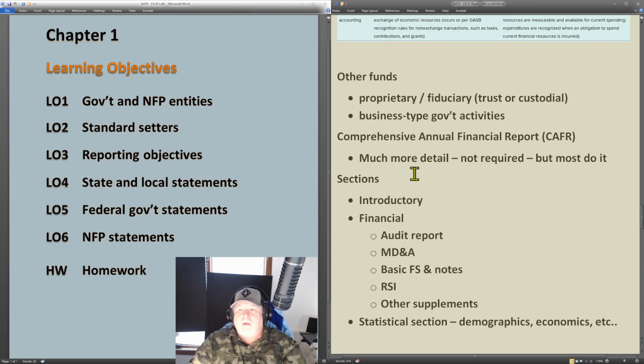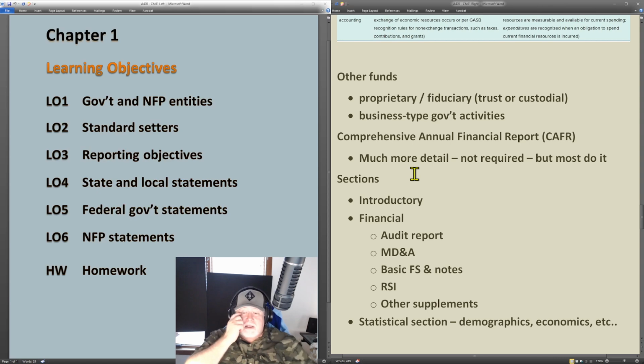But basically the financial statements that are produced at the state and local government level are much more detailed than you would have in our financial statements. Yes, we have an annual report, but a lot of that is voluntary information, whereas in the comprehensive annual financial report, a lot of it is, I guess, expected, if not mandatory.